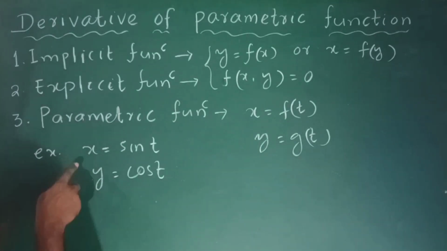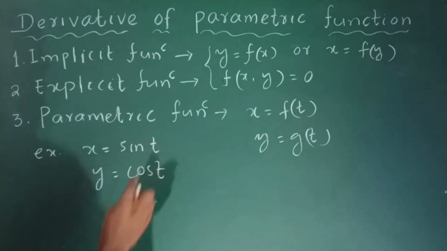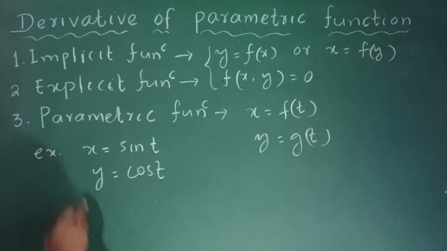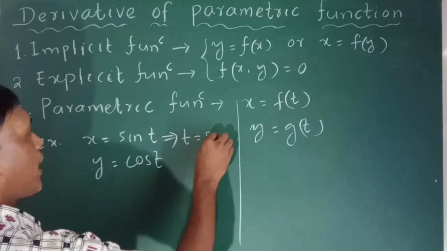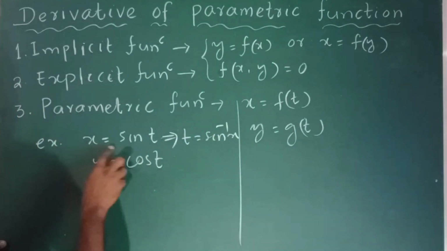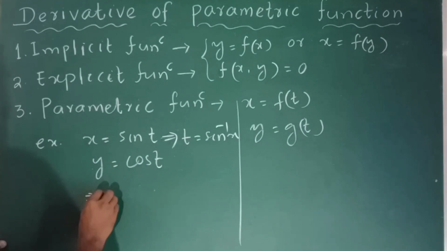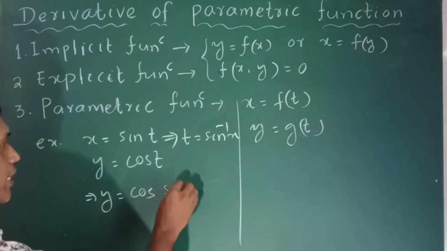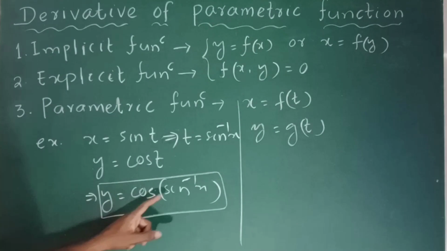But here the relation between x and y can be created with the variable t. Here t is the third variable. So this third variable makes a relation between x and y. How? Look at here. From this we can take t is equal to sin inverse x. x is equal to sin t means t is equal to sin inverse x. So here we find y is equal to cos of, putting the value of t, sin inverse x. That means y is equal to cos of sin inverse x.